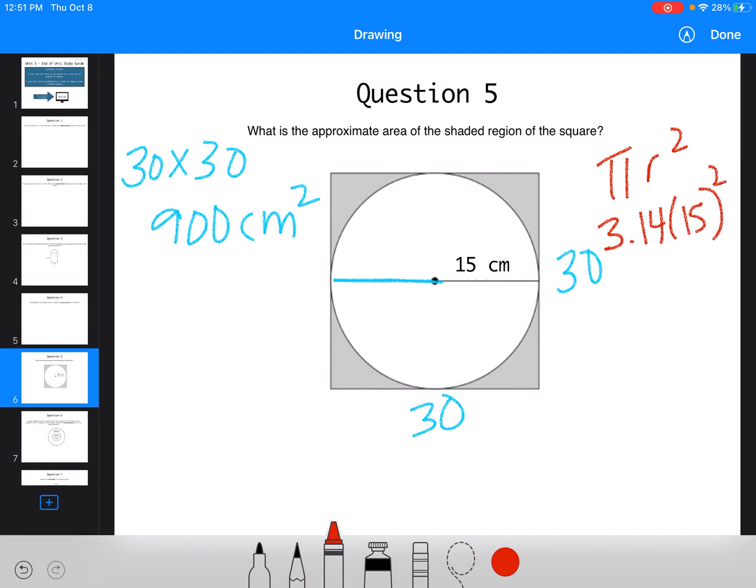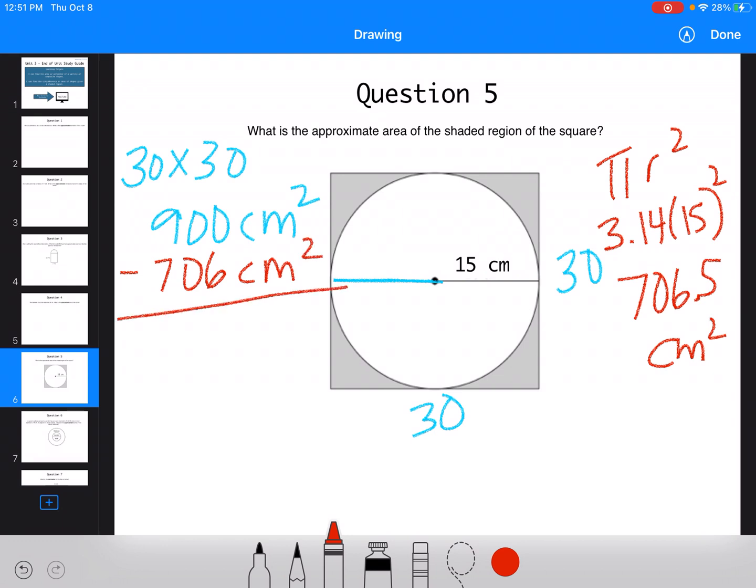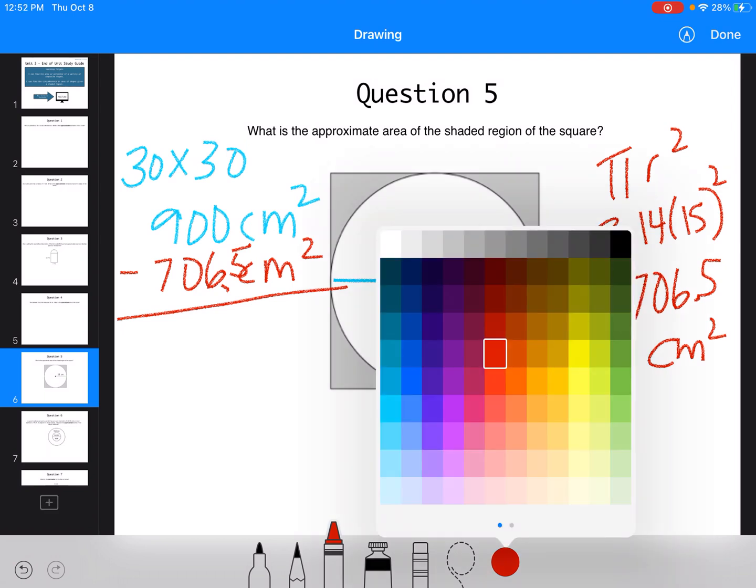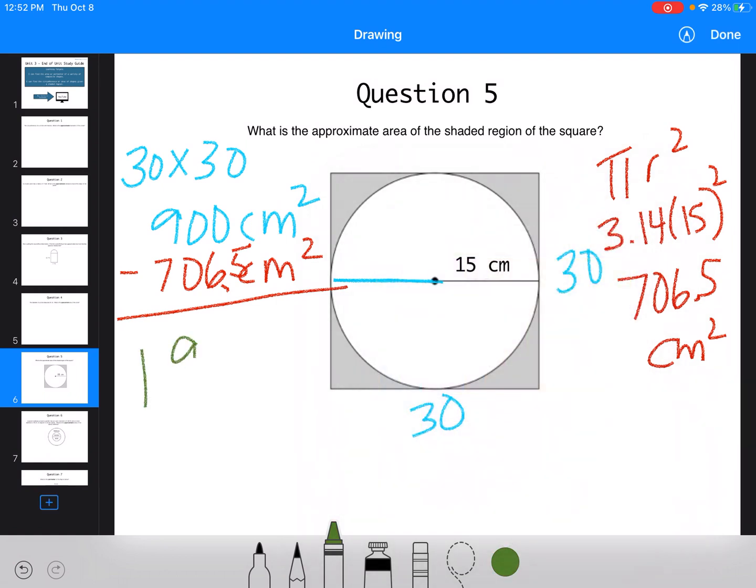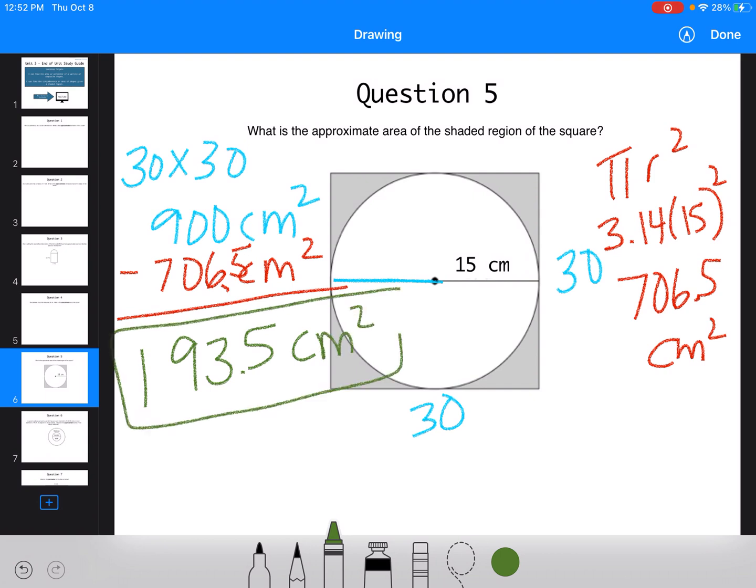Well, we just did that one, didn't we? 3.14 times 15 times 15, and I get 706.5, and that's going to be centimeters squared. So now I'm just going to subtract 706.5 centimeters squared. And I end up with 193.5 centimeters squared, which is going to be the area of my shaded region. So it's going to be the final answer.